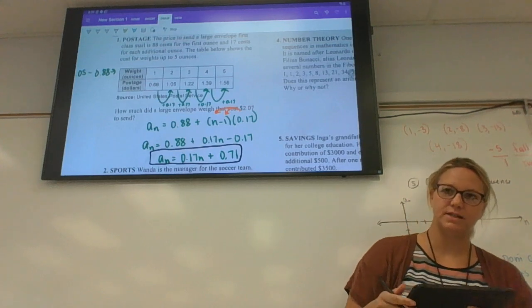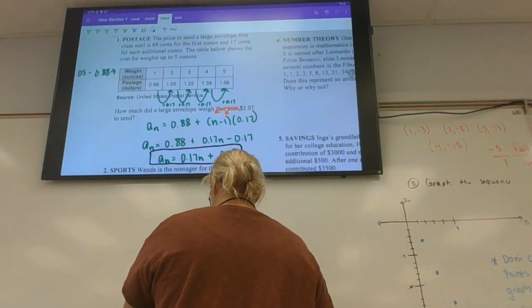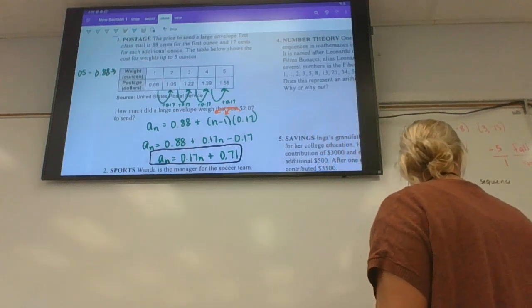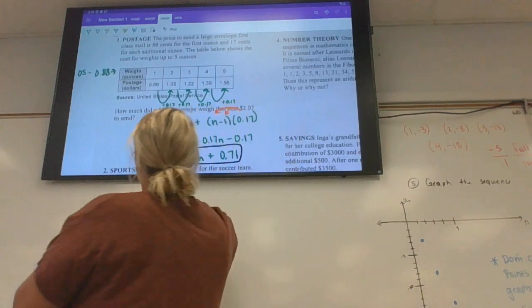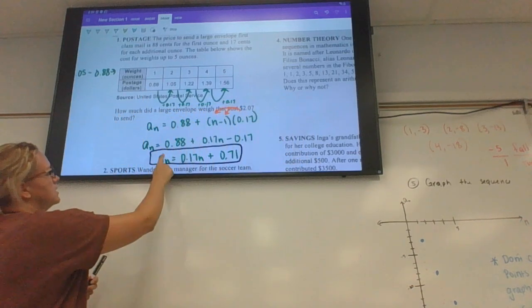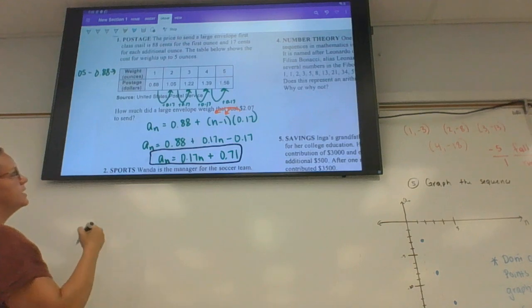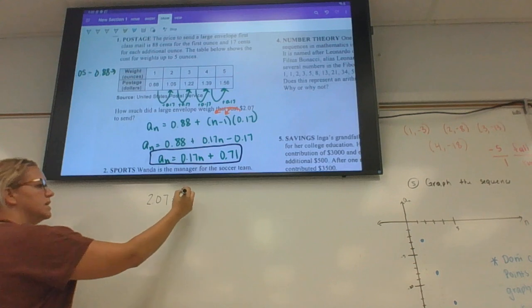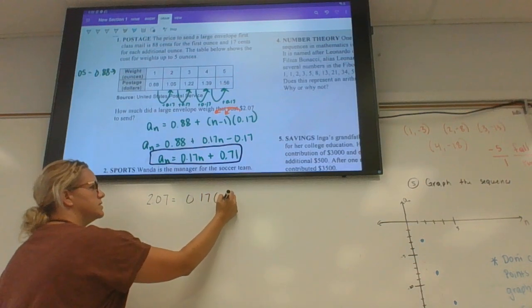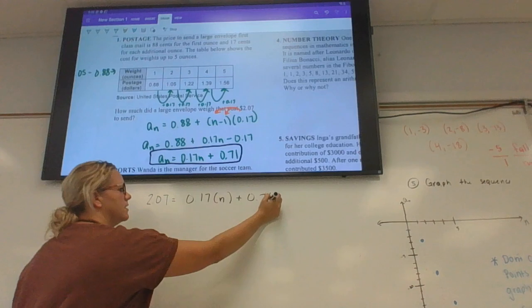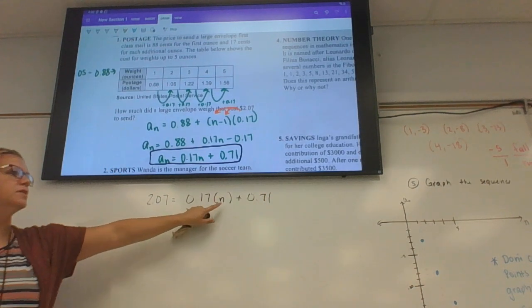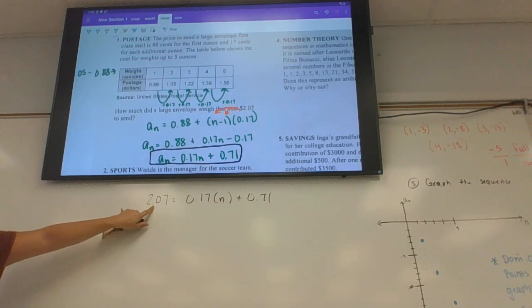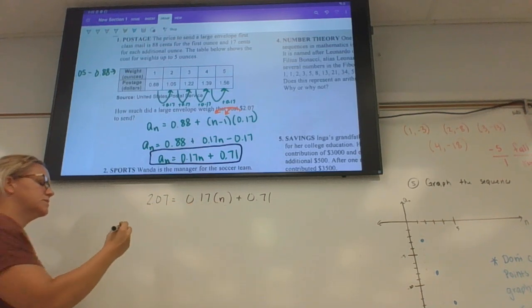The problem did not say to write an equation. It says to figure out how much did it weigh if the cost was $2.07. So the cost is the output and the weight is the input. So I'm going to put $2.07 on this side of the equal sign. And what we're solving for is the weight. So what's unknown is how many ounces it is. What was known was the cost. What was unknown was the ounces.